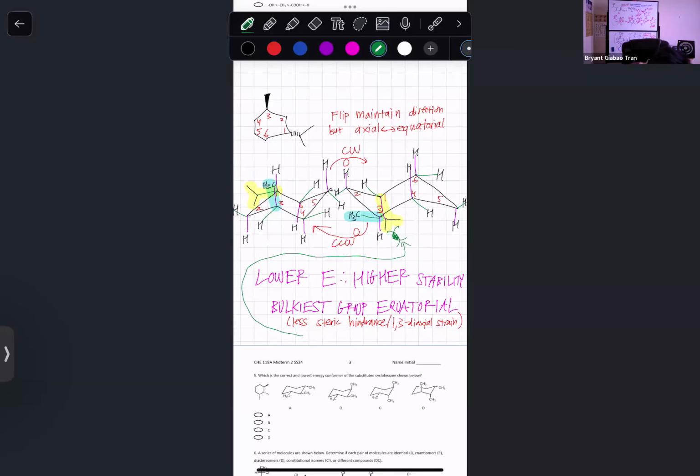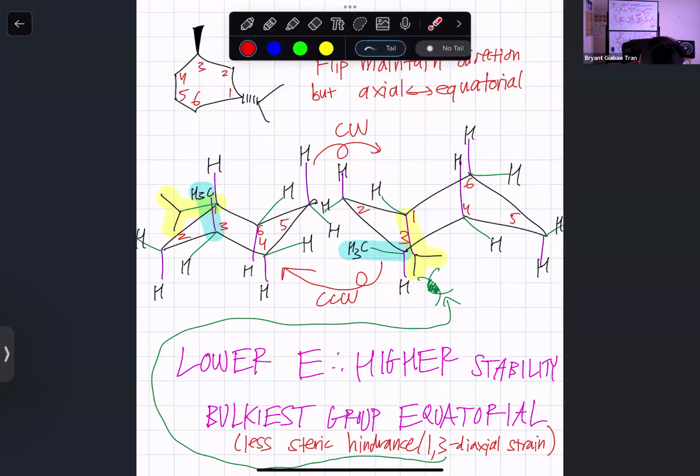But it's a specific kind of steric hindrance, which is the 1,3 diaxial strain, which means that the two groups here, 1,3 to each other, are straining each other, bumping into each other. 1,3 because that's the relationship between those two groups. Diaxial because both of those groups are axial, two axial. 1,3 diaxial strain, steric hindrance. So that's the concept of 1,3 diaxial strain.